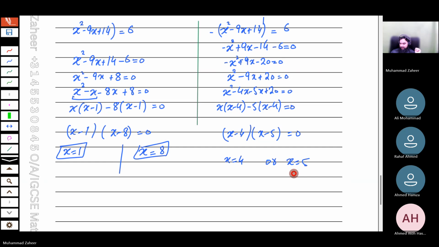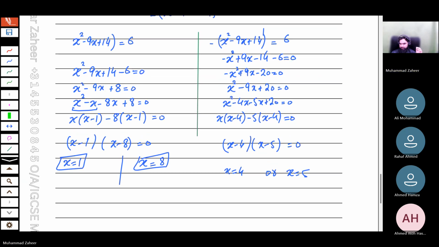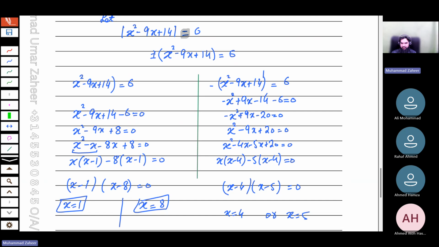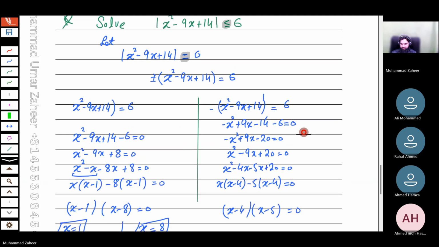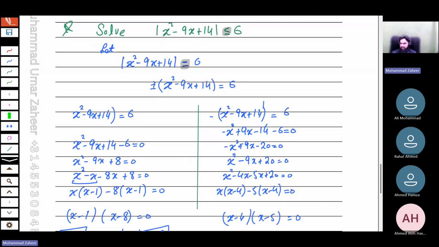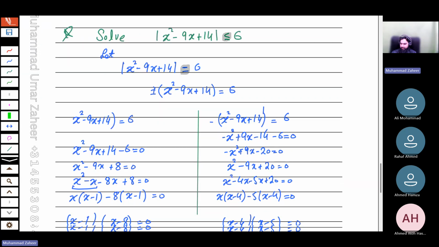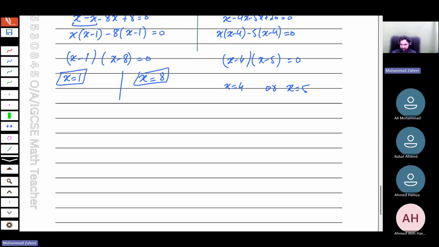All right. Now you have to find the inequalities of this one. For the inequalities, obviously you need to make the graph. You have to draw the graph and then check how it is going to look like. Let's do it.